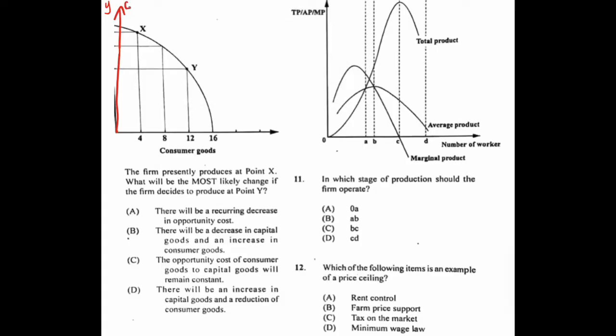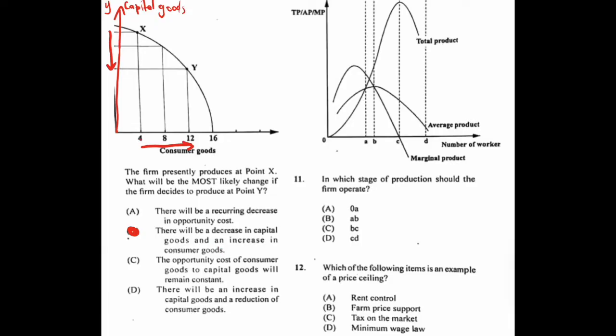So the y-axis represents capital goods, while the x-axis represents consumer goods. Essentially, with this, you're saying that in order to go from X to Y, you want an increase in consumer goods, but you're going to have to sacrifice, you're going to decrease your capital goods. So as you can see, D is the best answer because it coincides with what we've just illustrated on the graph. There will be a decrease in capital goods and an increase in consumer goods.